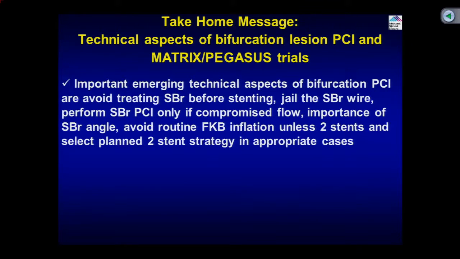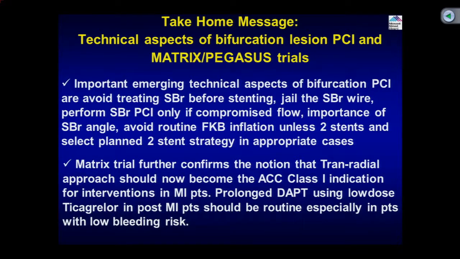the side branch wire, we just talked about; perform side branch PCI only if compromised flow; importance of side branch angle, how it will predict the occlusion we still need to see; avoid routine final kissing balloon inflation unless two stents are used; and select and plan a two stent strategy in appropriate cases. Where you think you are going to need two stents, plan with the two stents, don't use it as a bailout, because that's where you have more complications.